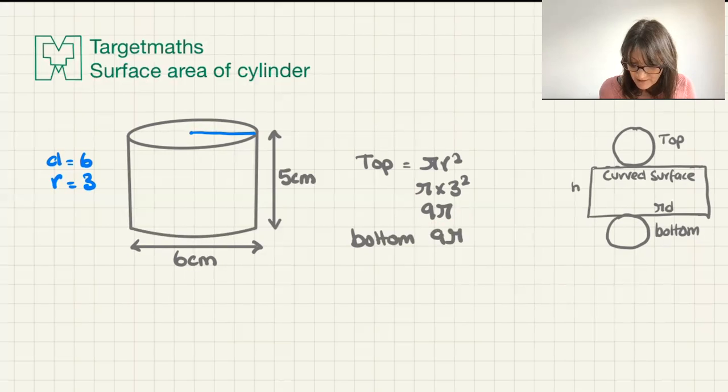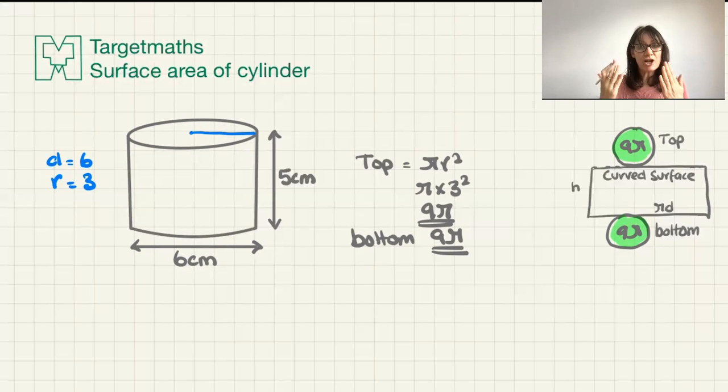All right, so that's those two numbers found. I could, if I wanted to use my net, just say, right, I've got that and I've got that. Could fill it in. You could say, I know that's 9 pi, I know that's 9 pi. All right, whatever works for you.